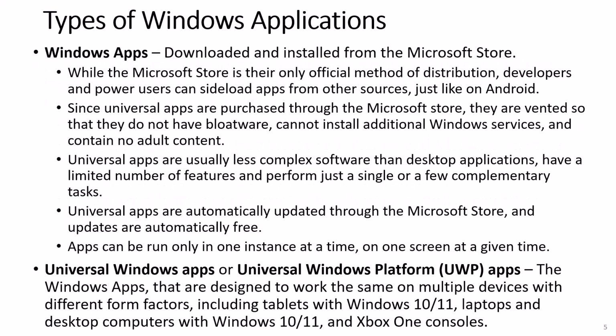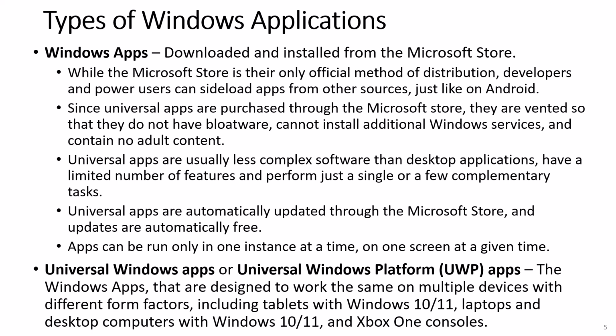Windows apps are downloaded and installed from the Microsoft Store. While the Microsoft Store is their official method of distribution, developers and power users can sideload apps from other sources just like on Androids. Since universal apps are purchased through the Microsoft Store, they're vetted so they do not have bloatware, cannot install additional Windows services, and contain no adult content. Universal apps are usually less complex software than desktop applications, have a limited number of features, and perform just a single or a few complementary tasks. Universal apps are automatically updated through the Microsoft Store, and updates are automatically free. Apps can be run only in one instance at a time, on one screen at a given time.